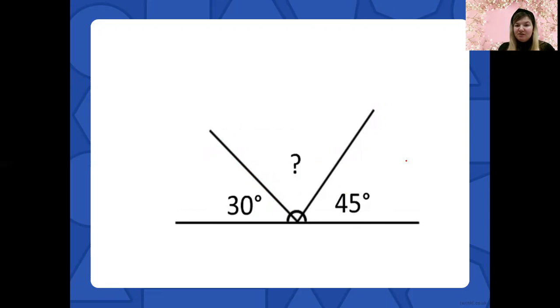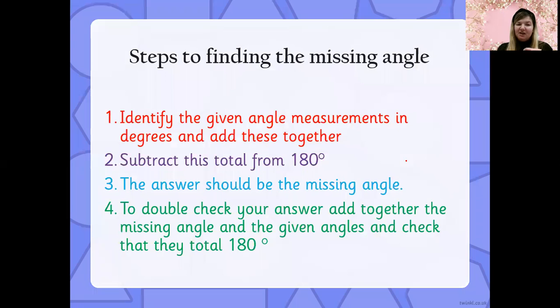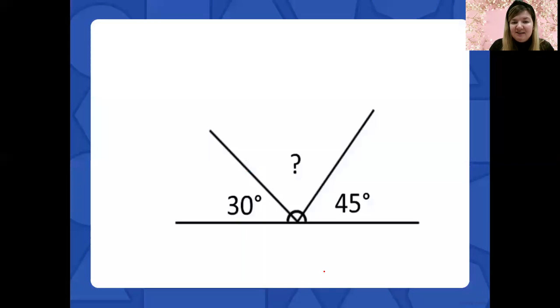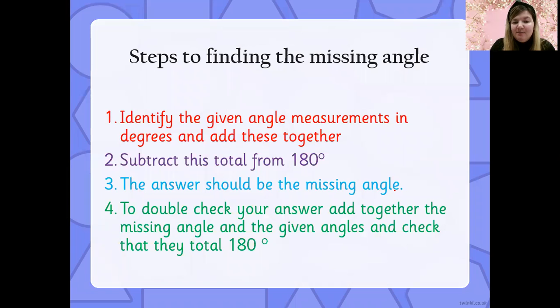Okay, this is where I'm going to show you some steps for solving this. So, steps to finding the missing angle. First thing you would need to do is identify the given angle measurements in degrees and add these together. Then you need to subtract, like we did before. So we had the given one, which we subtracted from 180. And that would give us the missing angle. And then to double check that that is the missing angle, you basically need to add all the angles together, including the missing one you've calculated, and check that it totals 180.